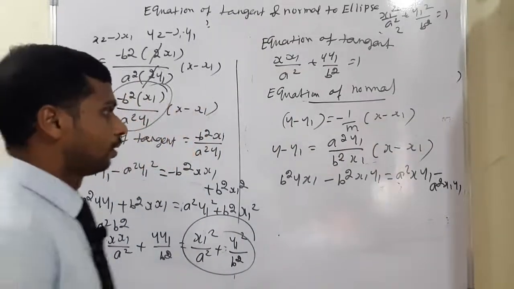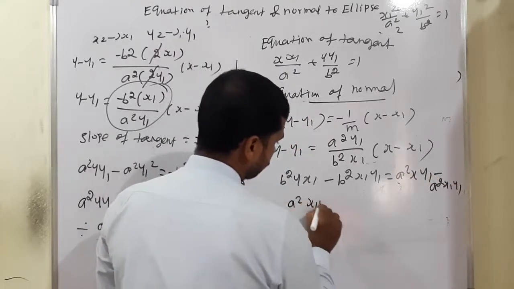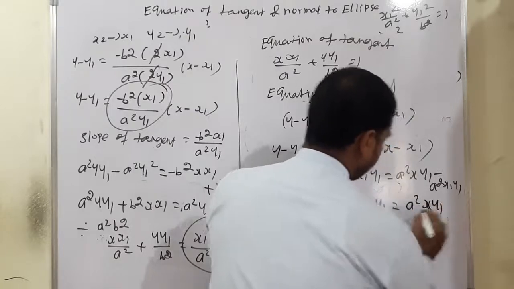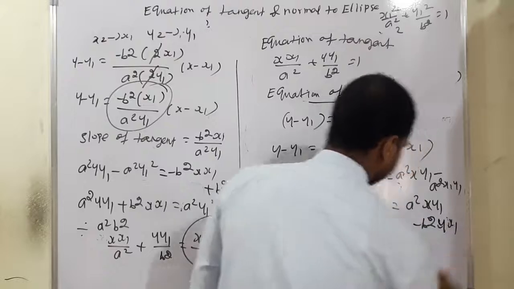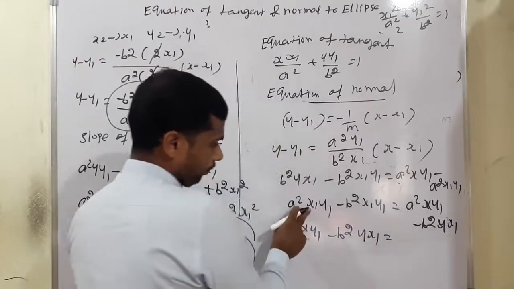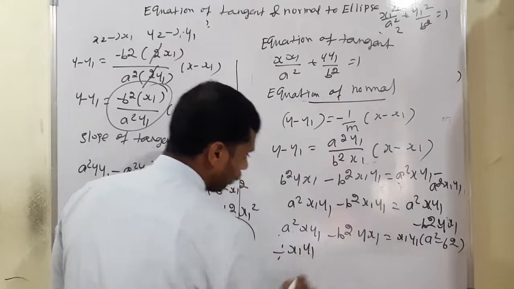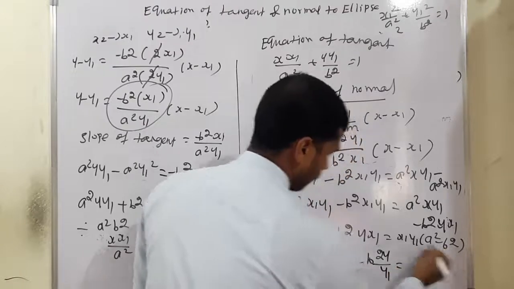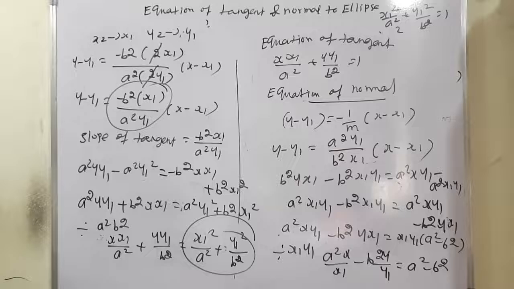Now, the left hand side we have to keep the value. This is the negative value, bring out opposite side: a square x1 y1 minus b square x1 y1 is equal to a square x y1 minus b square y x1. Again the whole term interchange: a square x y1 minus b square y x1 is equal to, on the left hand side, common value x1 y1 is there, isn't it? Take common outside: x1 y1 into a square minus b square. So each and every term divided by x1 and y1, what will happen? a square x divided by x1 minus b square y divided by y1 is equal to a square minus b square. This is called the equation of normal. Okay, I am moving to the parametric form in normal.